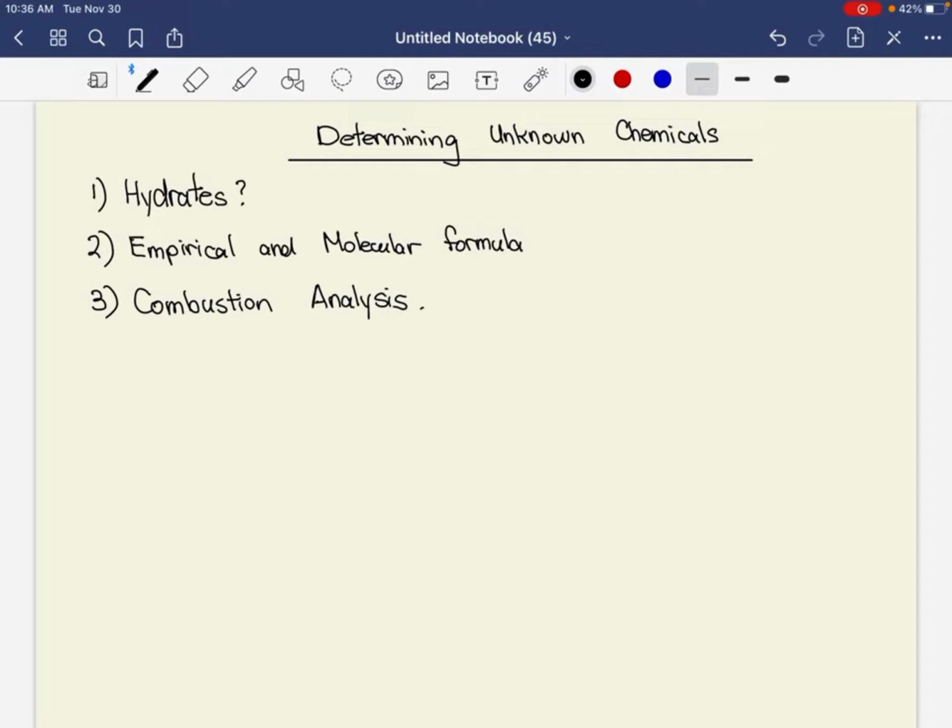So the three things that we're going to be talking about in this lesson are: 1, how to determine unknown hydrates; 2, how to determine empirical and molecular formula given percent composition; and 3, combustion analysis based on mass of products. So we're going to look at each one by one, of course starting with hydrates.